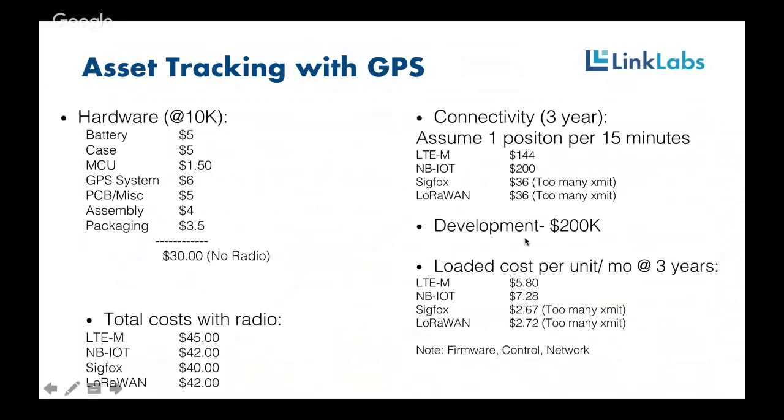Development-wise, I'd put $200,000 on here, which I think is an okay budget to start from scratch to build a new product. So you can see the loaded cost per month per unit, if you have a 3-year payback period, is broken down here. $5.80 for LTE-M, $7.28 for NB-IoT, and Sigfox and LoRaWAN at just over $2.50. But again, I don't think that those technologies would support the amount of data that needs to be sent here. And again, you have the network availability issues. Glenn's put up here, why don't you highlight what you want me to address, Glenn?